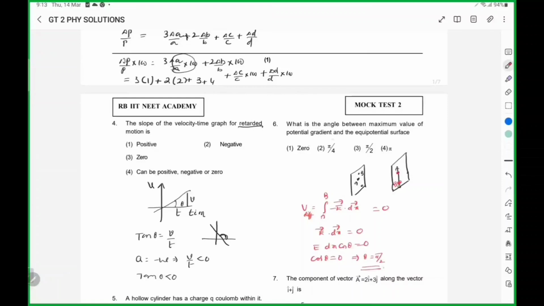So for maximum value of potential gradient, the angle between potential gradient and equipotential surface is 90.